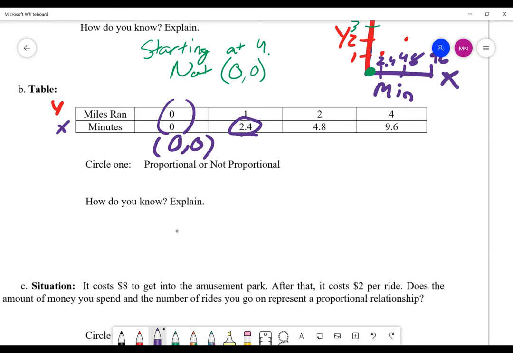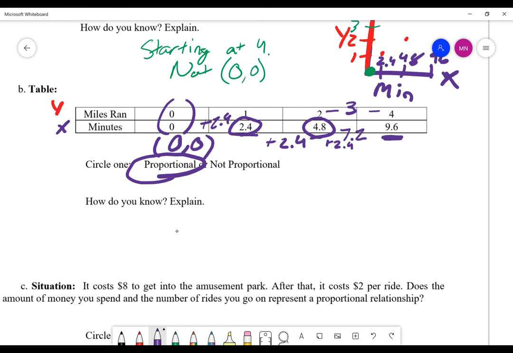Well, it goes up by 2.4 here. And it goes up by 2.4 here. And I know it doesn't look like it's going up by 2.4 when we go from 4.8 to 9.6. But think about it, we're jumping from 2 to 4. So if we were to include that missing part here, which would be the third mile ran, well, then we could add 2.4 to 4.8, which would give us 7.2. And hey, look at that. We are going up by 2.4 each time. So it does appear to be proportional.